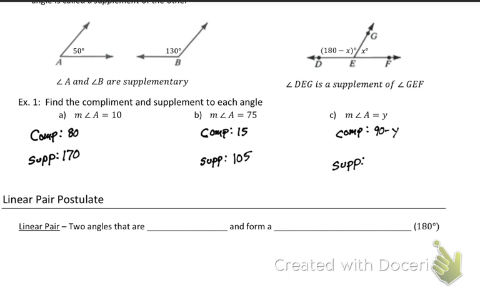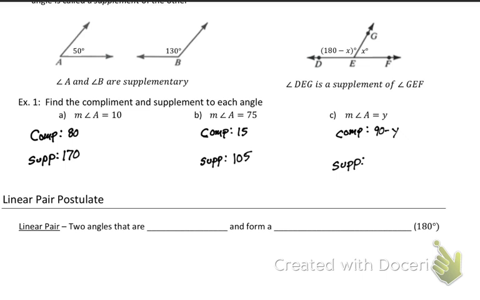That's as far as I can go. I can't give it to you, but I can describe how to find it. If you told me y is 10, that means your complement is 90 minus 10, which is 80. If we find out our y is 75, our complement is 90 minus 75, so our complement would be 15.